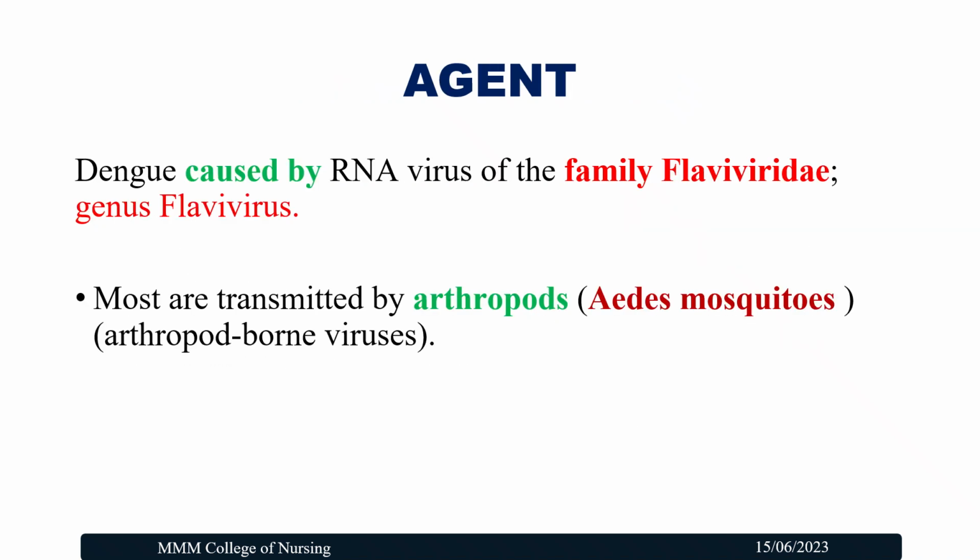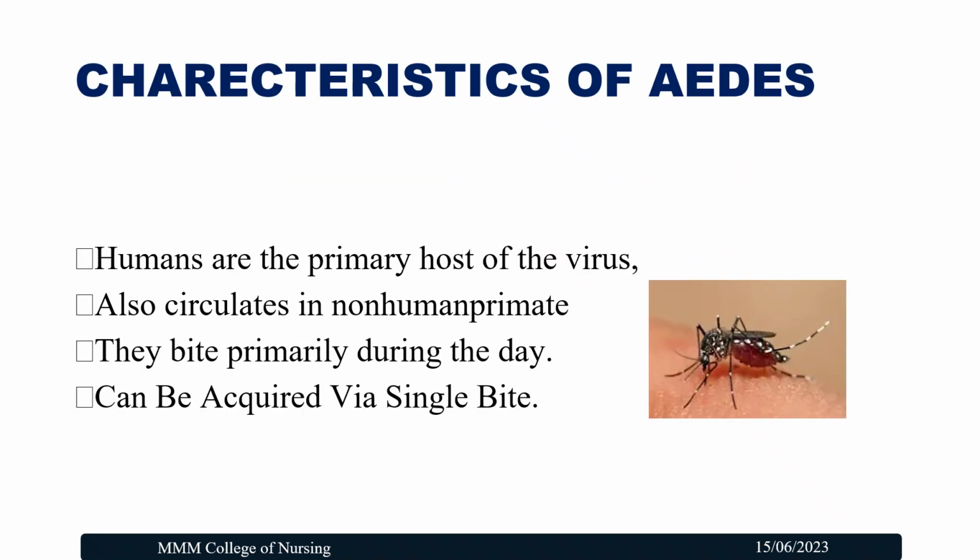Dengue fever is caused by an RNA group of viruses of the family Flaviviridae, genus Flavivirus. The viruses are transmitted by arthropods, that is, the Aedes mosquitoes, and are otherwise called arthropod-borne viruses. The characteristics of Aedes mosquitoes: humans are the primary host of the virus, though it also circulates in non-human primates. They bite primarily during the daytime, infection can be acquired via a single bite, and they live in drinking water, that is, clean water.